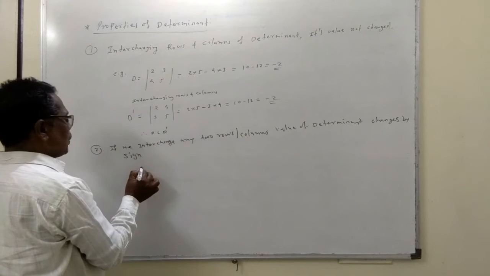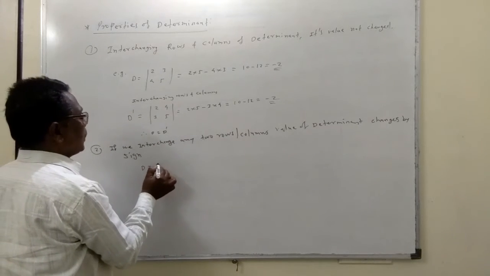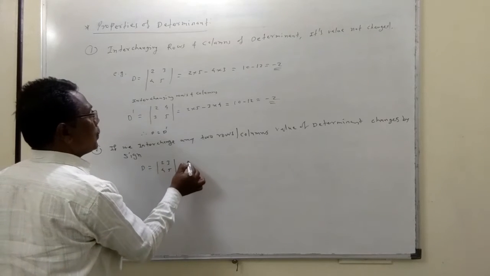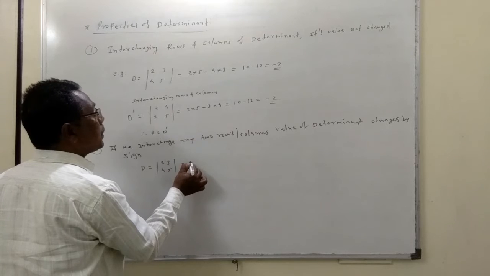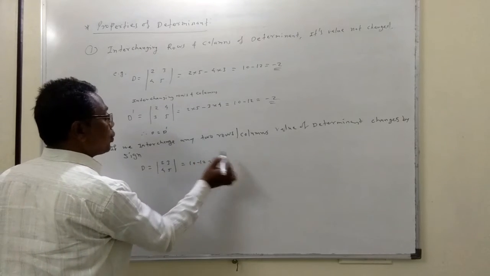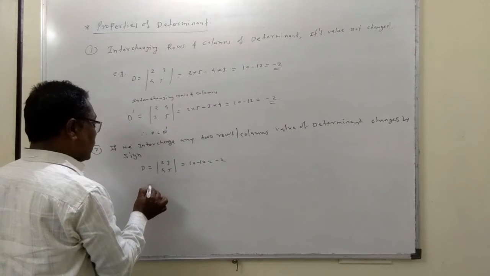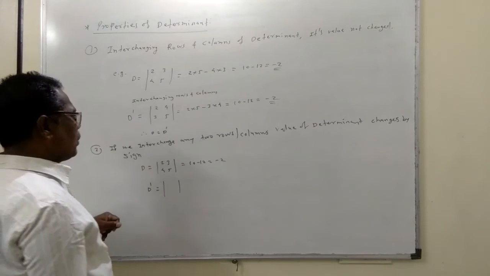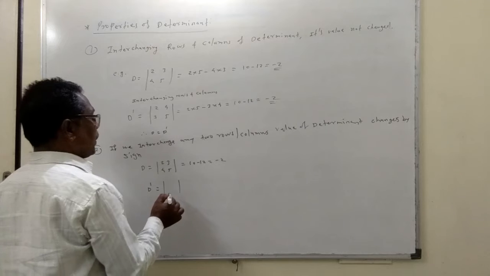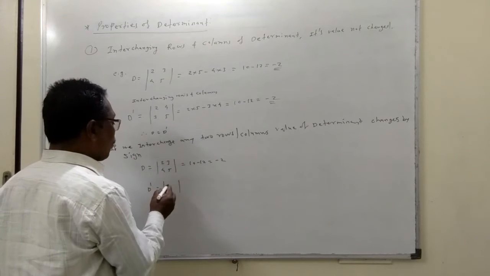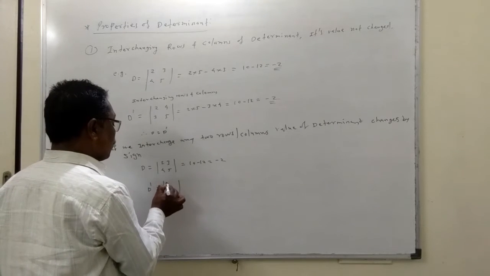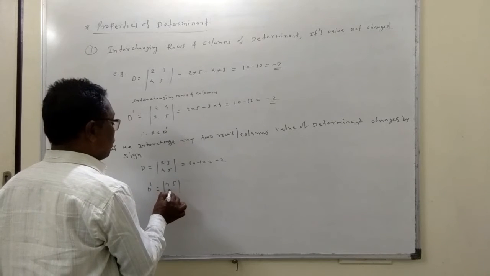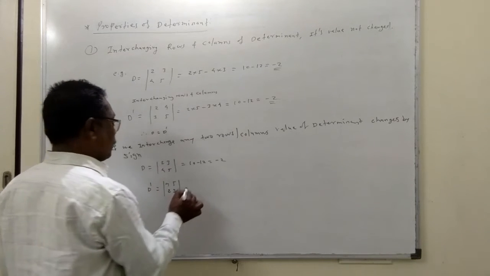Consider the same example. D is equal to determinant 2, 3, 4, 5, that is 10 minus 12, so minus 2 is coming. Now the determinant D dash: if we interchange any two rows or any two columns. Here there are two rows and two columns, so we interchange rows. The second row will be taken at the first place and the first row at the second place.